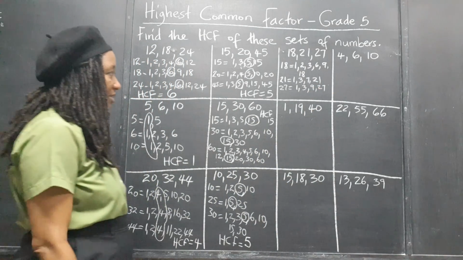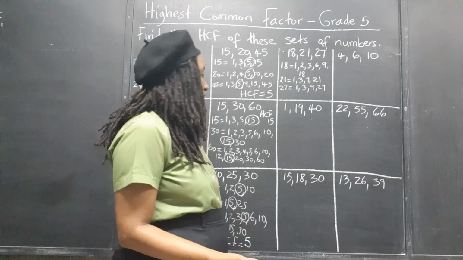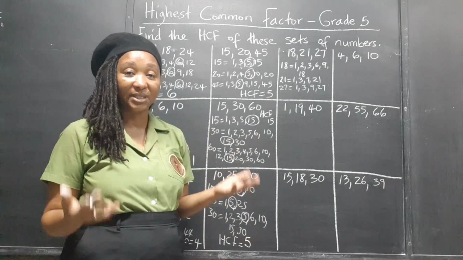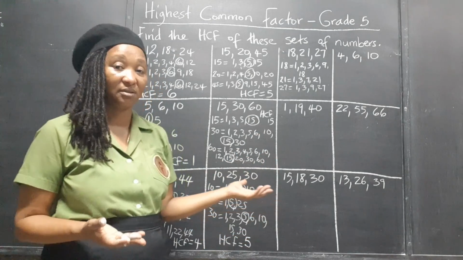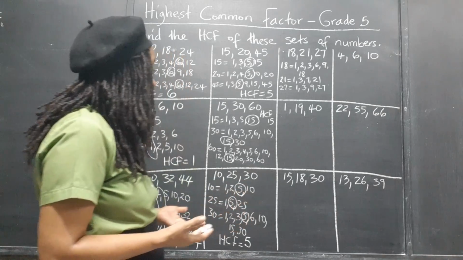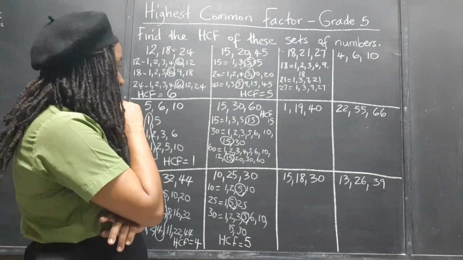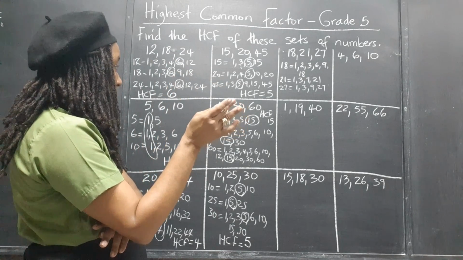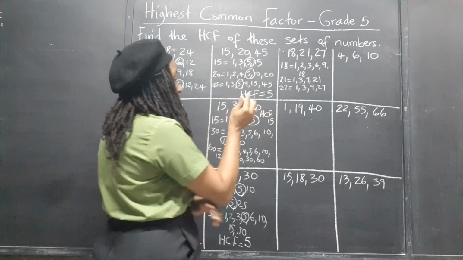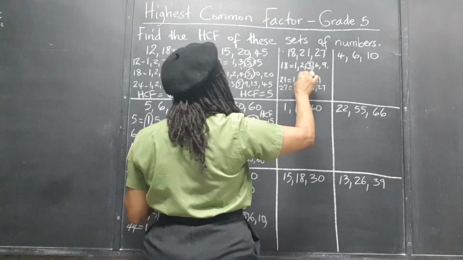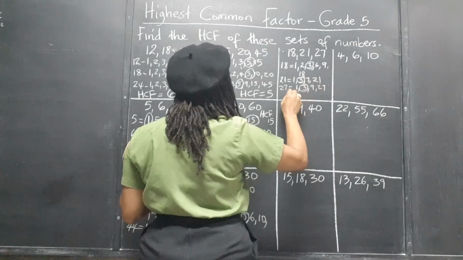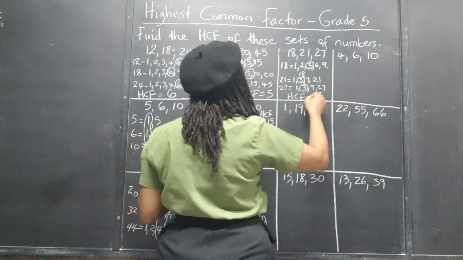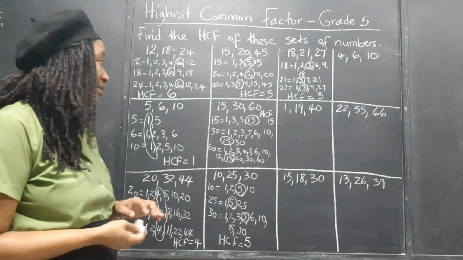I don't want any number to feel sad and to say, but hey, I'm a factor and you didn't write me. I hope I'm not leaving out any factors, right? But as is, the common factors are 1 and 3. So the highest common factor then will be the 3. It seems like a small number, but given these choices, the 3 is the highest common factor.